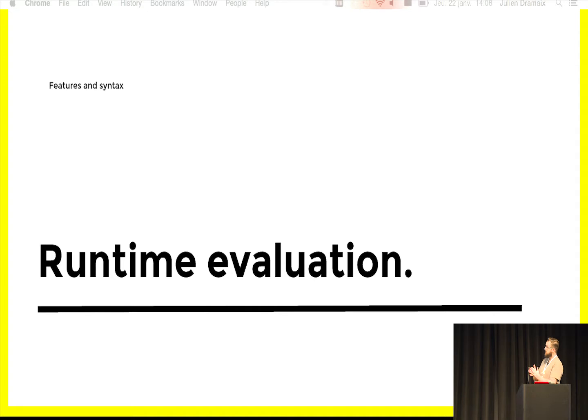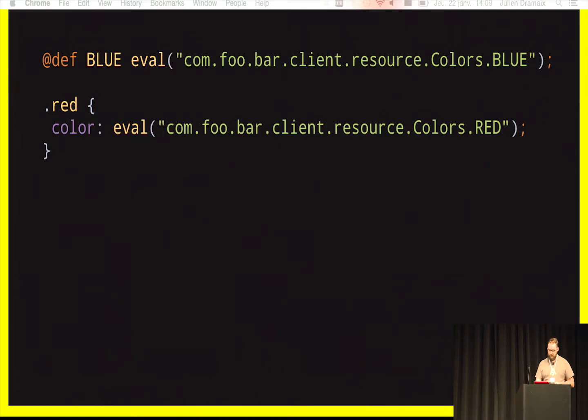For runtime evaluation, sometimes you will be interested in injecting some values in your CSS that are only known at runtime, I mean, before injecting the CSS. For example, if you want to build a custom theme for your user, you will only know the color to use in your CSS when the user uses the application. And that's when we need runtime evaluation.